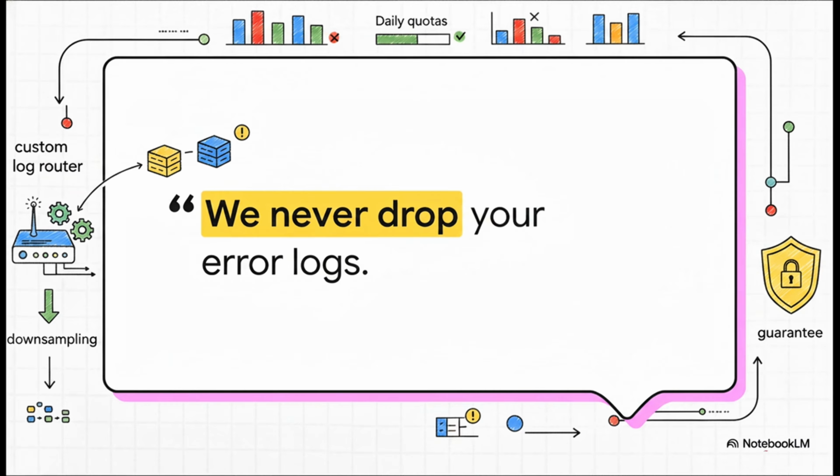They might give a service a quota of, say, 1 terabyte a day, and if breached, a control plane automatically downsamples them to protect the system without penalizing the services that are behaving well. But no matter what, critical error logs will always make it through for troubleshooting. It's really the perfect balance of strict system discipline and maintaining developer trust.